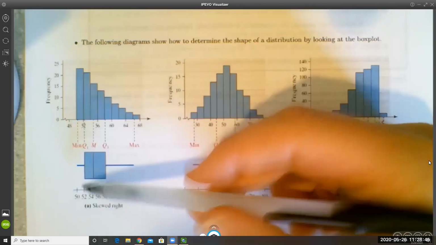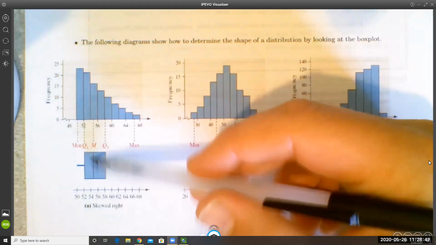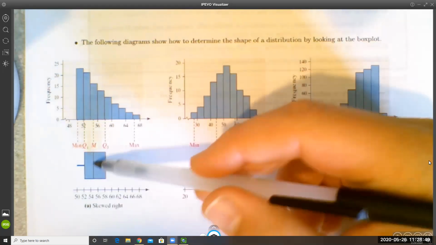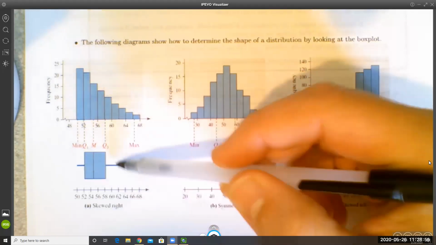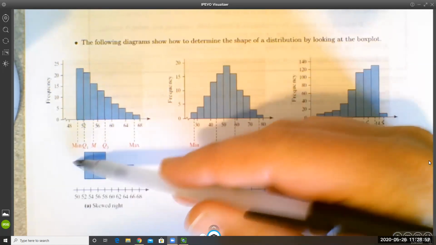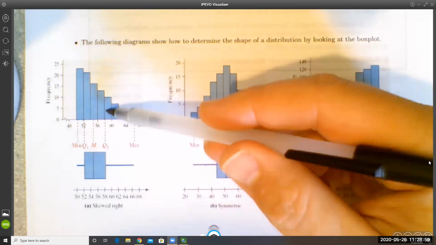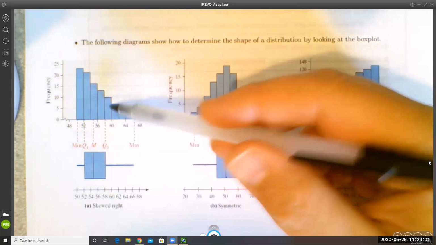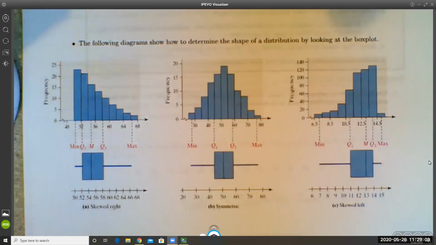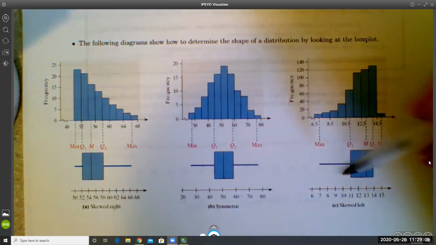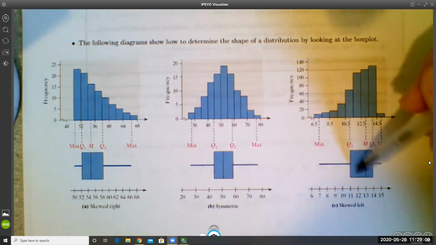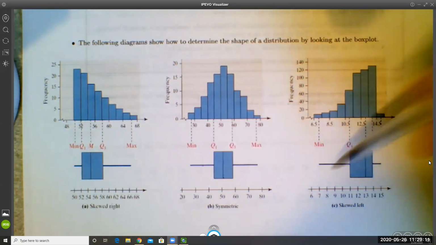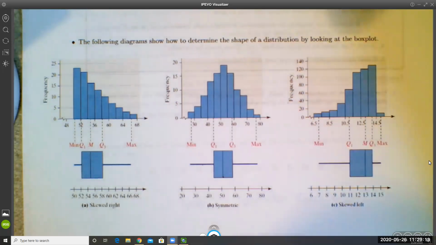If, on the other hand, the right-hand side of the box is a little bit bigger than the left-hand side, and the right whisker is a little bit bigger than the left whisker, then that's a pretty good indication that you've got a skewed right distribution. And if the left-hand side looks like it's been stretched out, so the left-hand side of the box is bigger and the left whisker is longer, then that's a pretty good indication you've got a skewed left distribution.